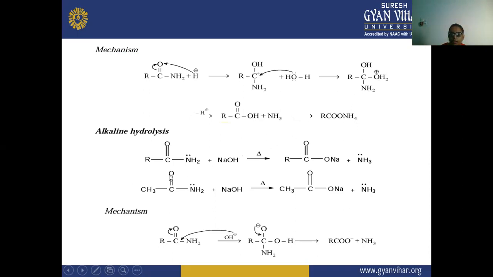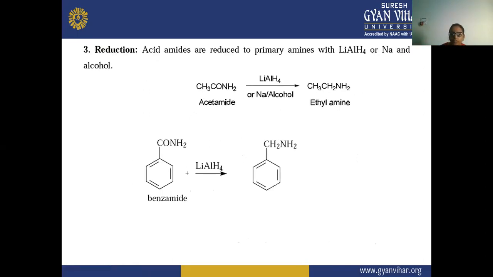Next is your alkaline hydrolysis. In this, you can see this acetamide is reacting with NaOH, and there is a formation of the sodium salt of acetic acid plus ammonia. So here you can see the OH will react with this, and there is a formation of the acetate ion, plus ammonia is formed. And next is the reduction.